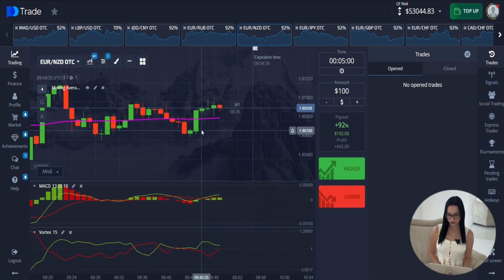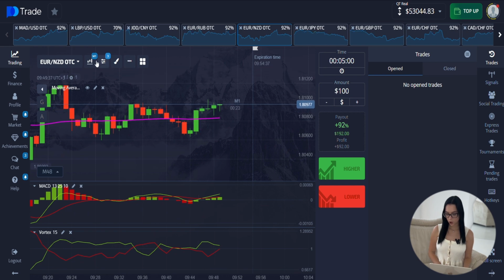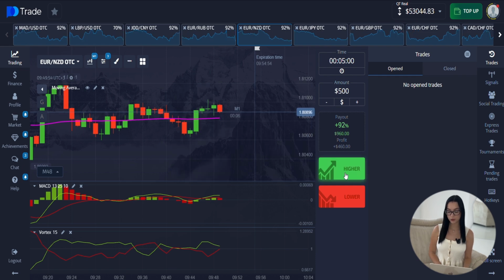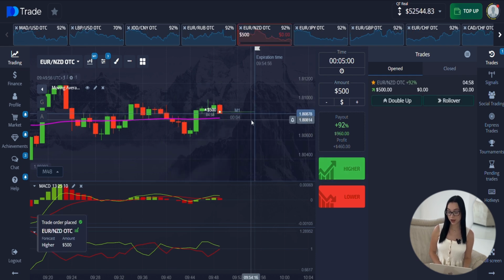So guys, first we need to open trades. Let's see what we have here. So also I want to change the amount of money to $500, and here I open a trade for $500 up for 5 minutes.